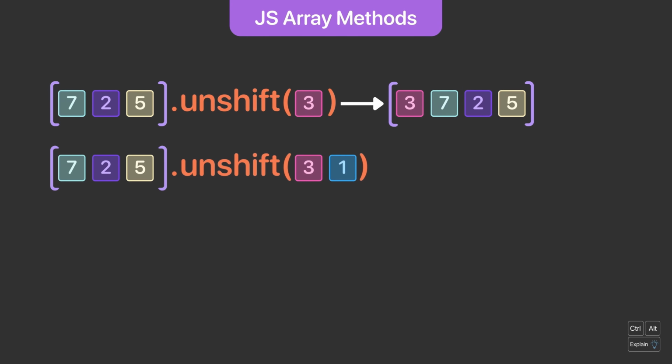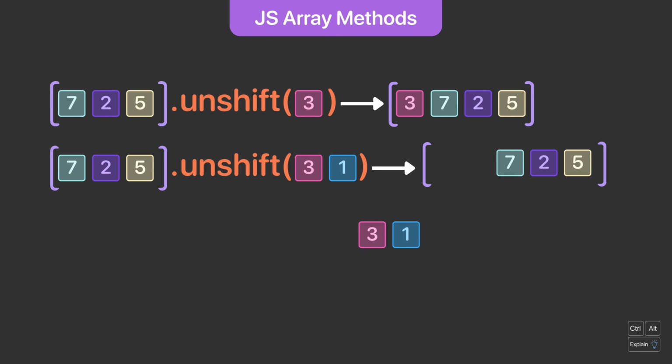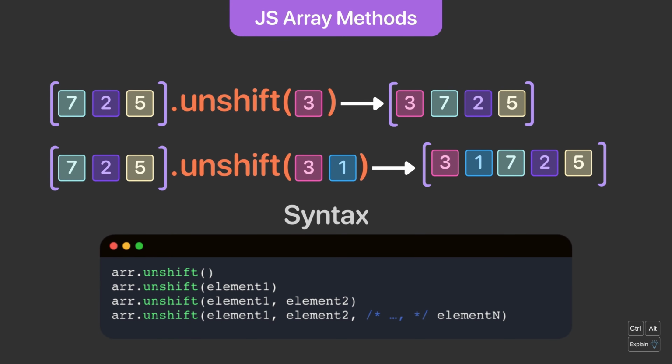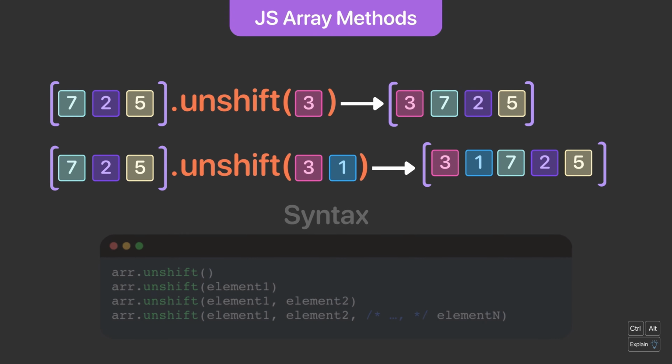Unshift can also add multiple elements at once. Starting again with 7, 2, 5, if we call unshift 3, 1, both values are inserted at the front, and the order is preserved exactly as we pass them in. The syntax of unshift is very simple. You can call it with multiple elements, and unshift adds many values in one operation.